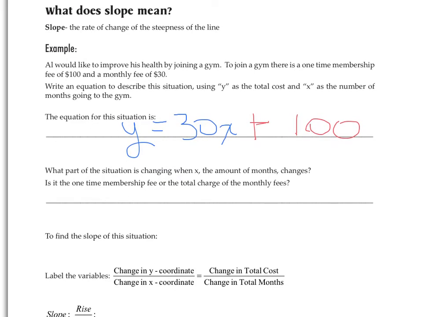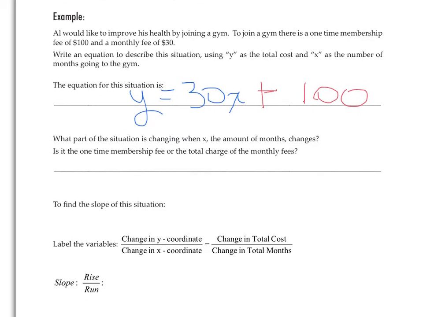The next part of the question asks, what part of this situation is changing when x, or the amount of months, changes? When we look at this, the 100 is never changing. Doesn't matter how many months you join for, you're always paying this 100. It's not changing. But the 30 is being multiplied times x. So if you only join for 1 month, this part is only 30. If you join for 2 months, this will be 30 times 2, or 60. For 3 months, 30 times 3. This is the part that's changing.